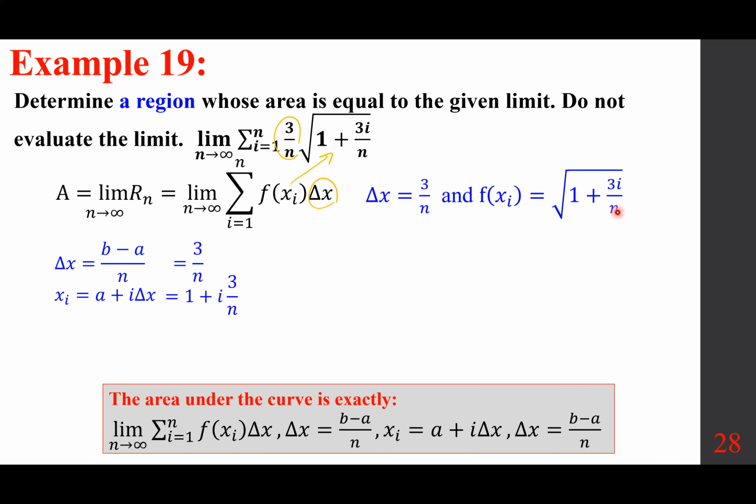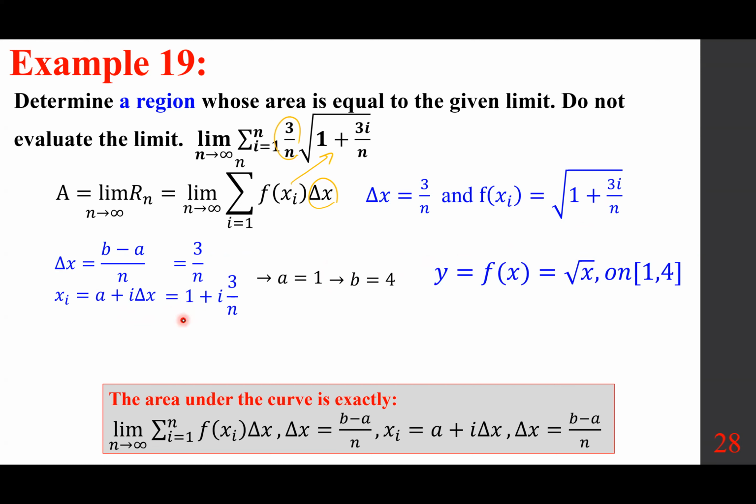Now, if we assume a equals 1, if you replace the a with 1, where b minus a becomes 3, b becomes what? b must be 4. So one way to approach this is to let y or f of x be square root of x in the interval of 1 to 4. Again, pay attention to a plus i delta x. We are choosing a to be 1.